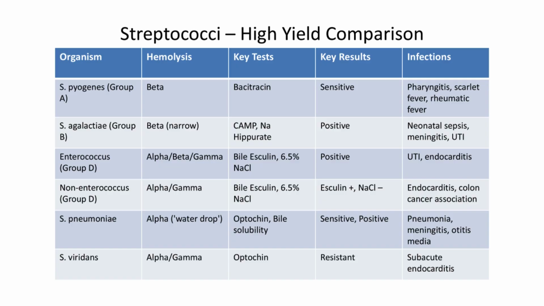Finally, Streptococcus viridans is alpha or gamma hemolytic. It is resistant to bacitracin and optochin and negative for bile solubility, bile esculin, and salt tolerance. Clinically, it is associated with subacute endocarditis.